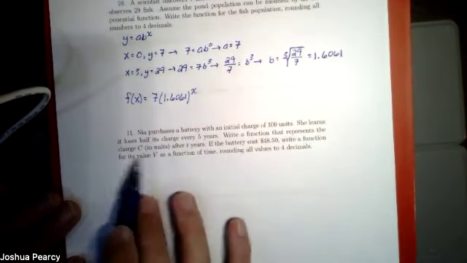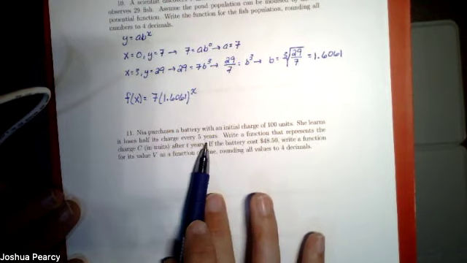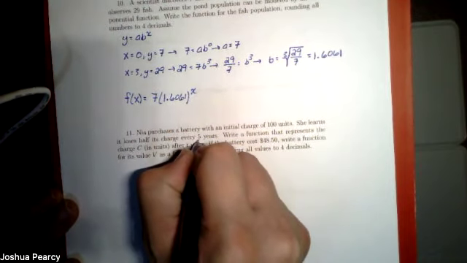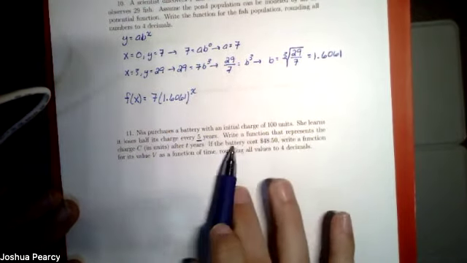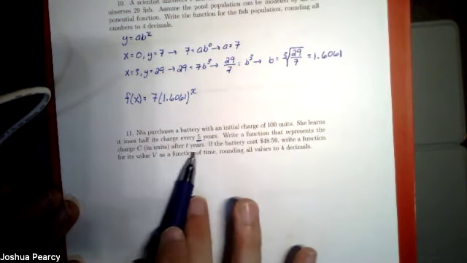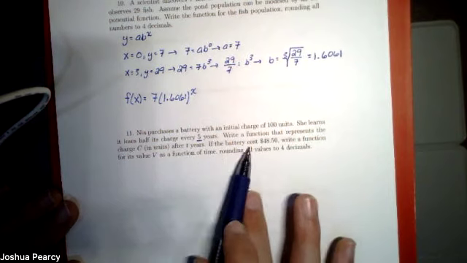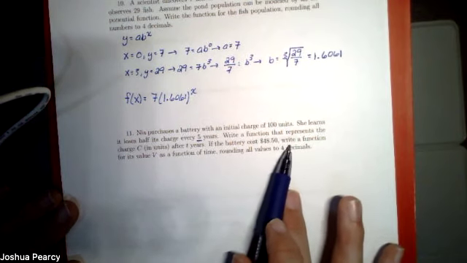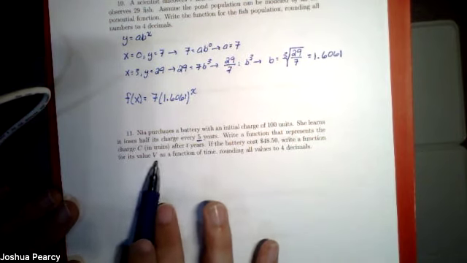So let's move on to number 11. It says Nia purchases a battery with an initial charge of 100 units. She learns it loses half its charge every 5 years. So this 5 years is going to come into play in this one. It says write a function that represents the charge in units after t years, and also if the battery costs $48.50, write a function for its value.